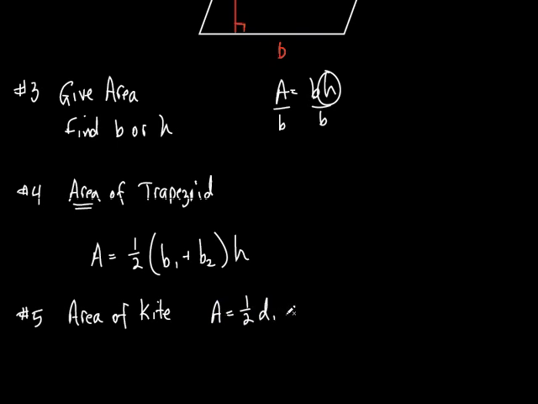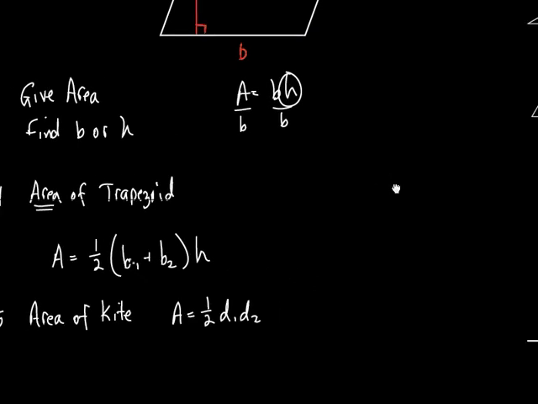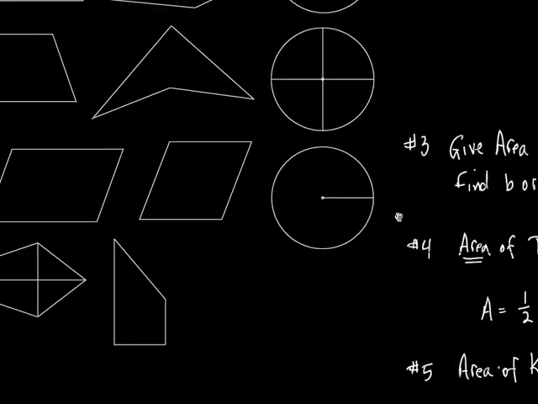Right. And what is the D1 and the D2? That's your diagonals. Okay, I guess I should grab a picture. Let's see where to put the kites. Put the kite over here.